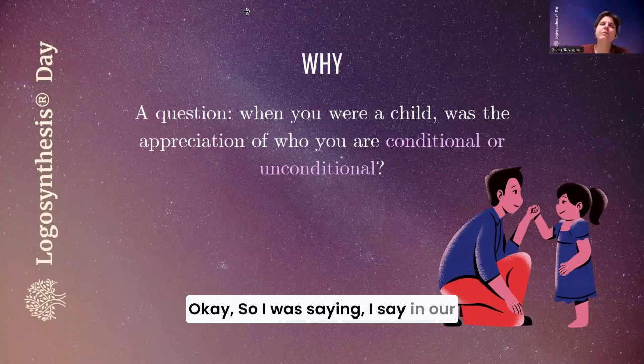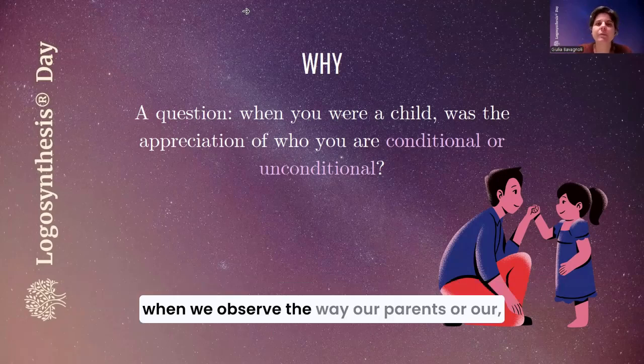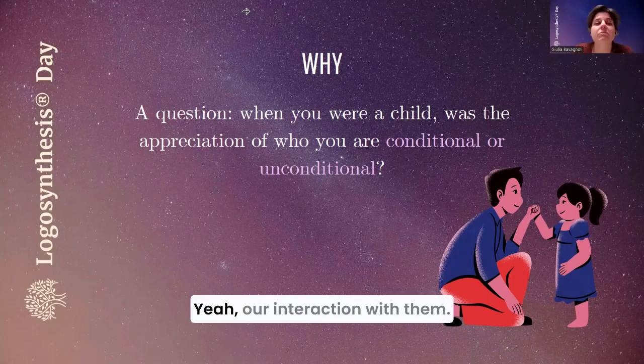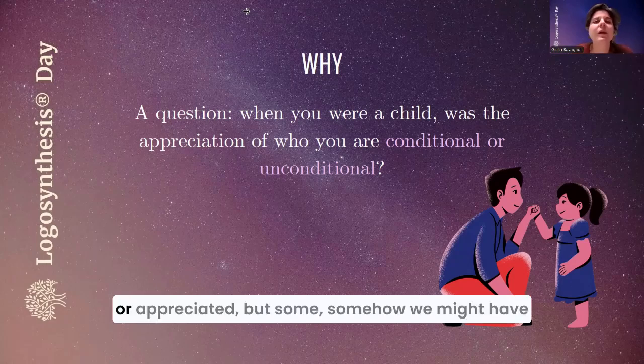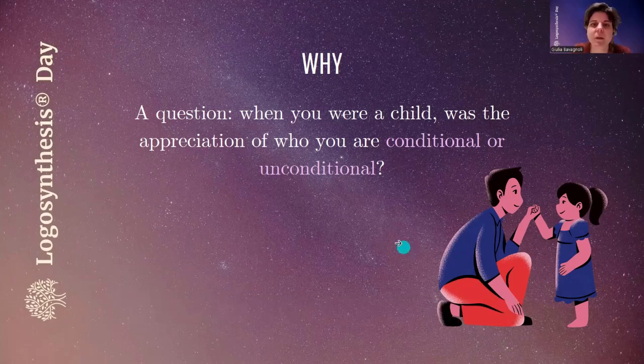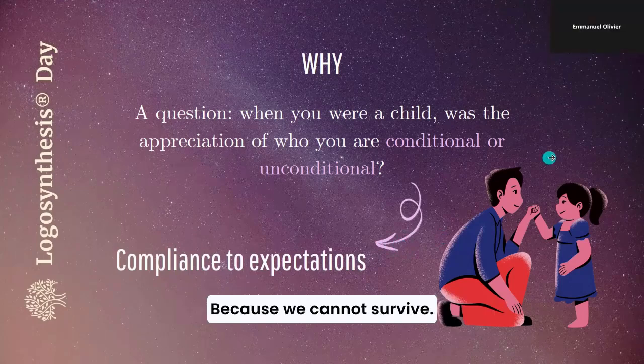So I say in our perception because we might perceive our appreciation as conditional when we observe the way our parents, or the people who were there for us, reacted to our presence and our interaction with them. It doesn't mean that we were not loved or appreciated, but somehow we might have perceived that this appreciation was conditional. We then try to comply with expectations. Why? Because we cannot survive.